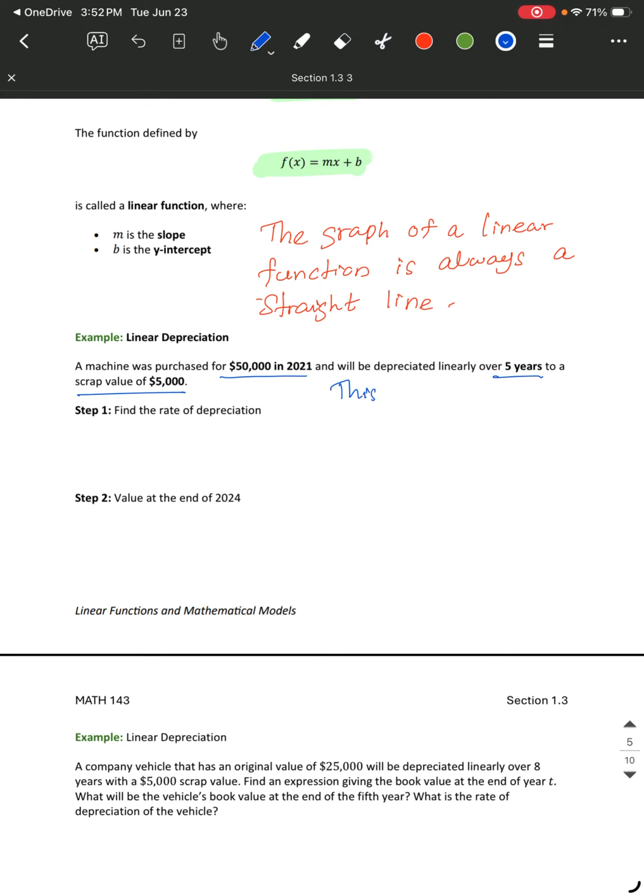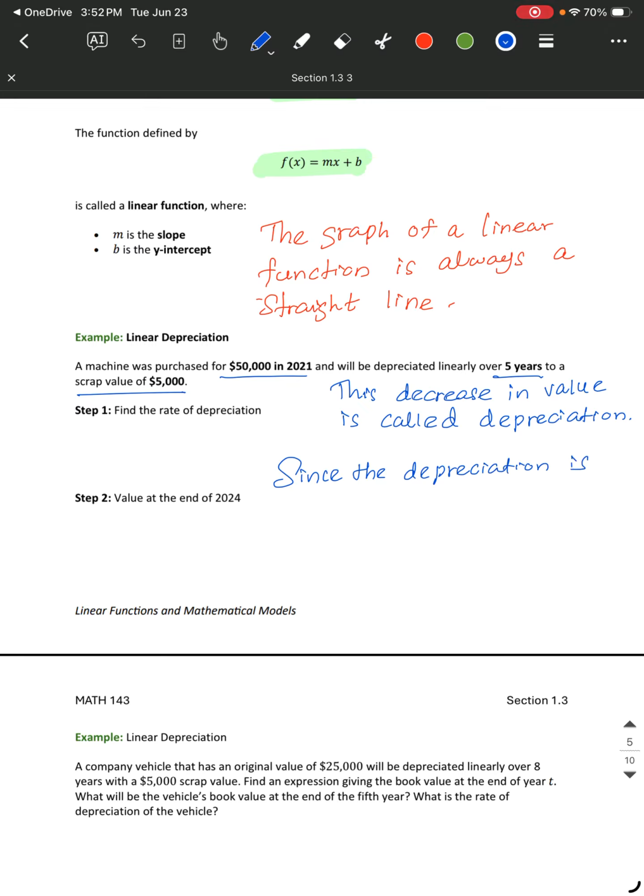So this decrease in value is called depreciation. Since the depreciation is linear, the value decreases by the same amount every year.